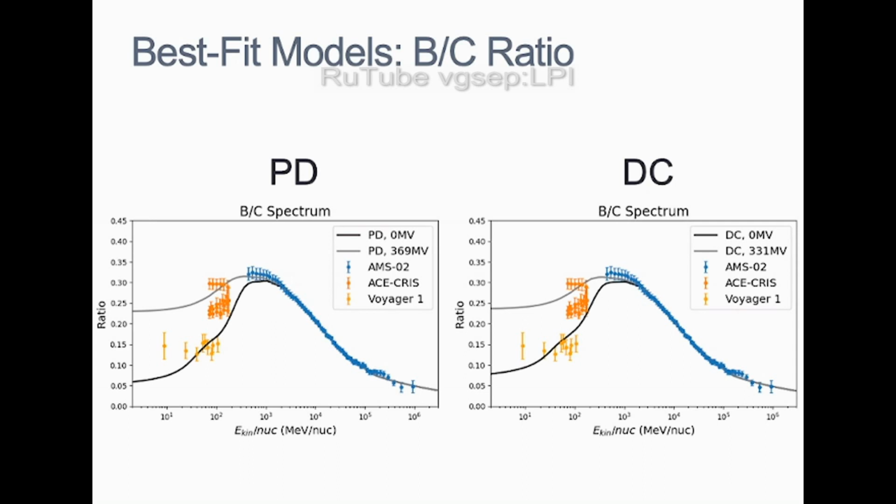Finally, DC ends up being similar to PD, but strictly worse for the majority of species, making it the worst performing model overall, even though it is an extra parameter adding convection as compared to PD. For instance, for B over C, DC is similar to PD, also having the same low energy peak, but it does have a worse agreement with Voyager 1 data.